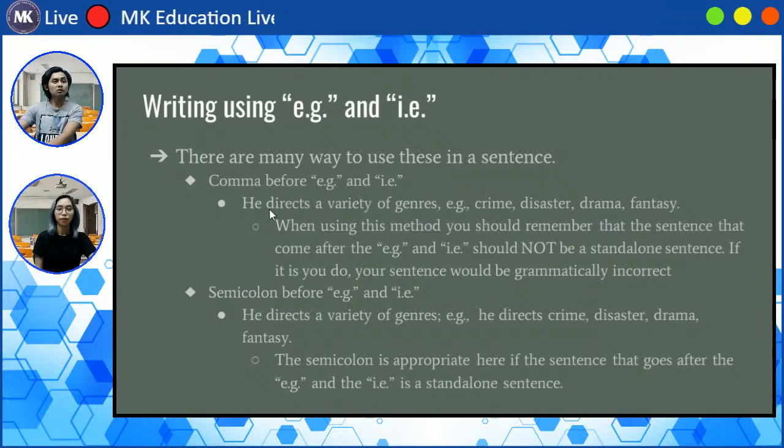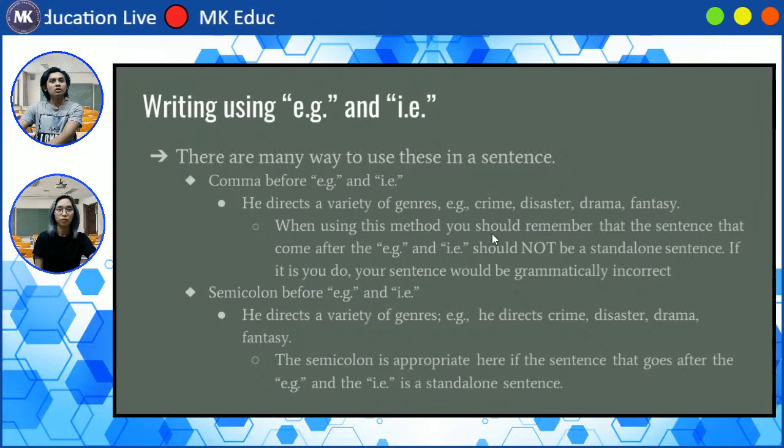So one way is using a comma before e.g. and i.e. In this example, he directs a variety of genres, comma, e.g. crime, disaster, fantasy, drama. When using this method, you should remember that what comes after the e.g. and i.e. should not be a standalone sentence. If it is, your sentence would be grammatically incorrect.